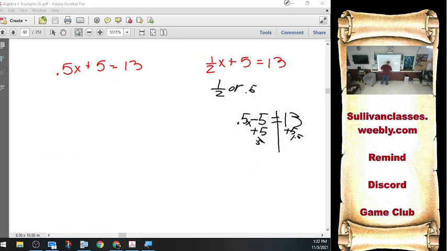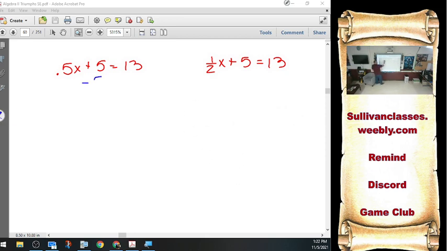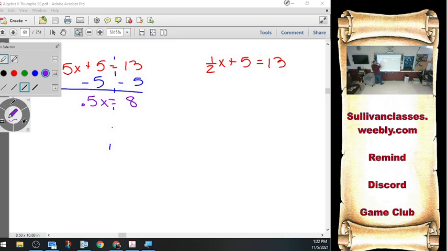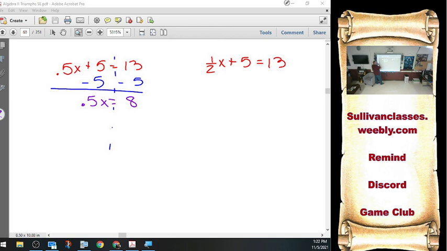So Landon says minus 5, minus 5. That gives 0.5x is 8. No, wait, was it minus 13? No, it's positive. Then you add. Oh, yeah, never mind. Or was it minus 5? Oh, it was minus 5. All right, never mind.